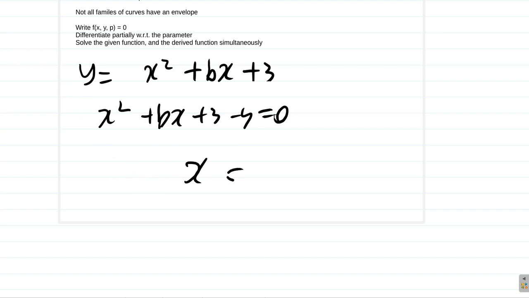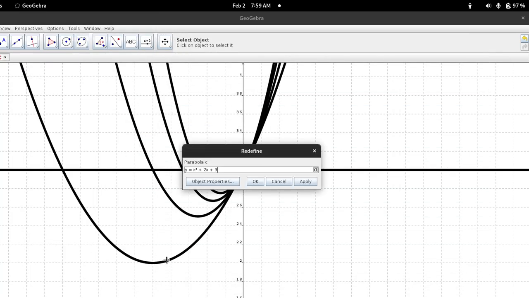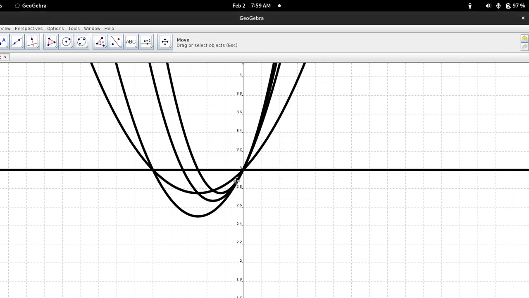So x equal, when you differentiate 0, you get 0, alright? x equals 0. So again, y equals 3, when you substitute 0 and 0 plus 3. x squared plus bx plus 3. Let's see how that will go. Let's just modify these. x squared plus 1x plus 3.